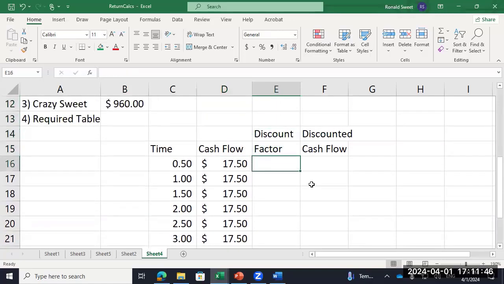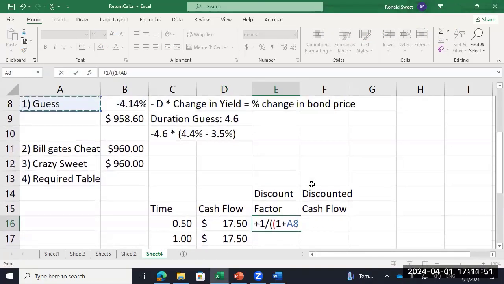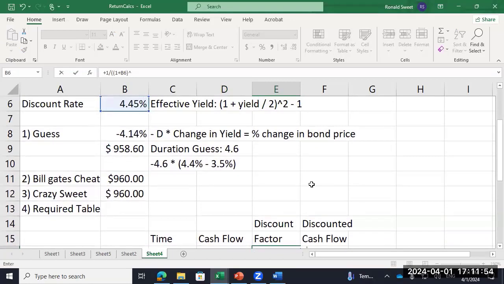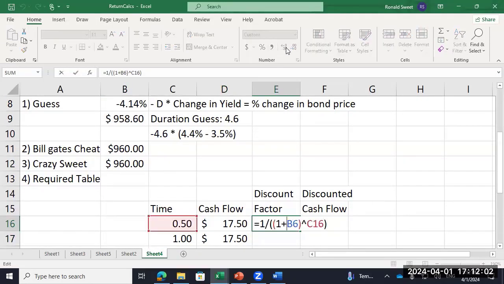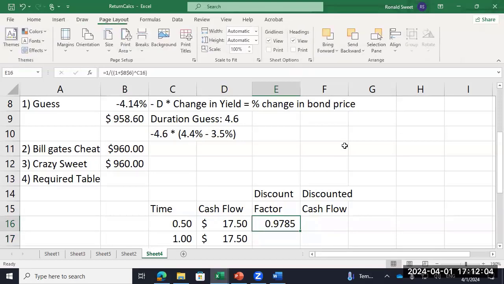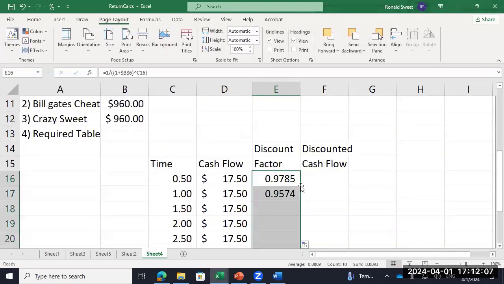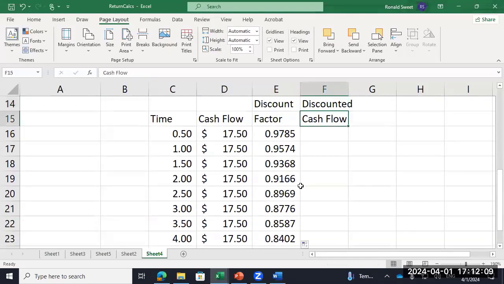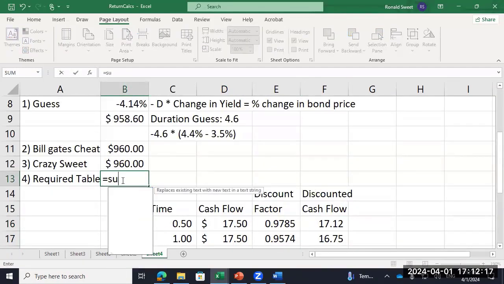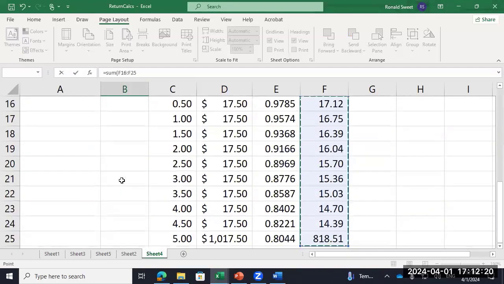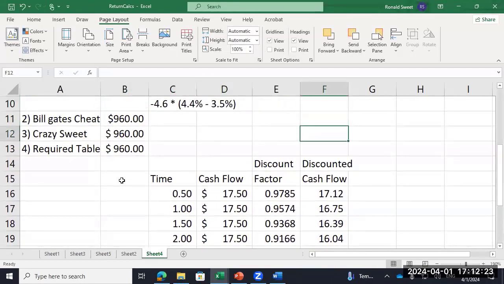What's your discount factor? Pretty simple. 1 divided by 1 plus, here you use the effective yield, raised to the time. Here's your discount factor. Should get something around 0.98, 0.99, all the way down. What's your discounted cash flow? You just multiply across. And so the table value is just the sum. We're going to do several of these in class. Your sum of your discounted cash flows: $960.